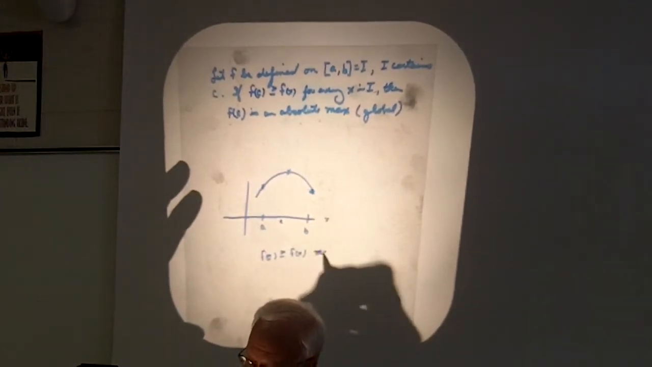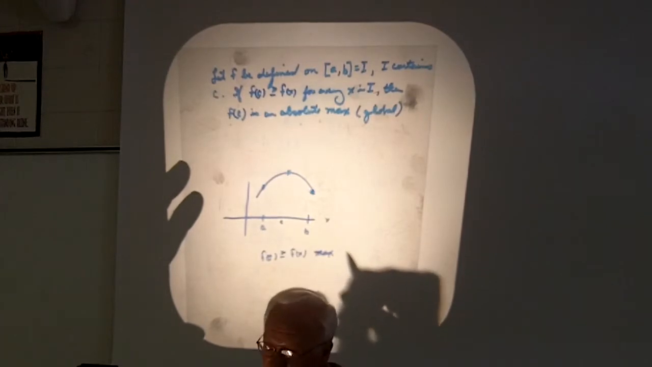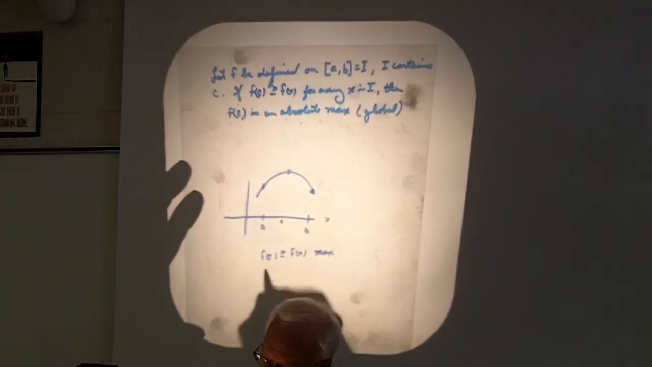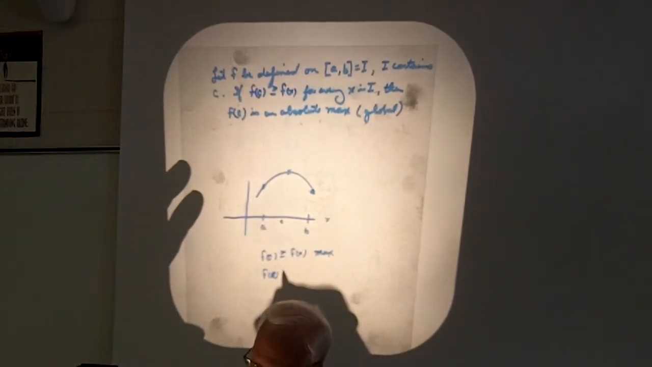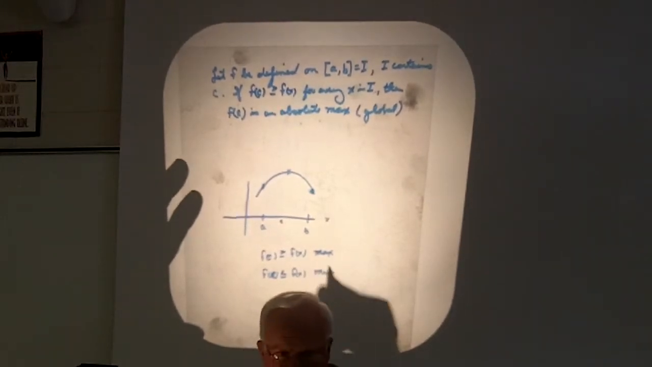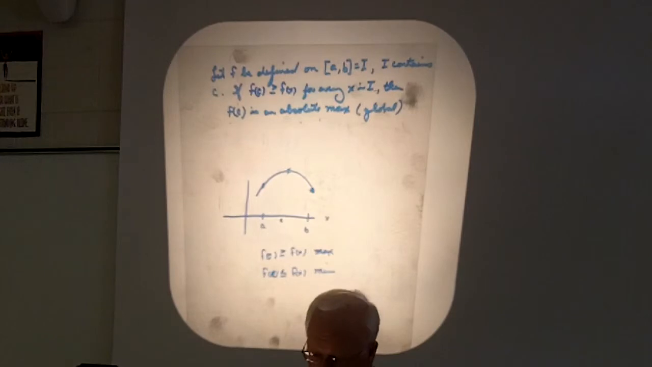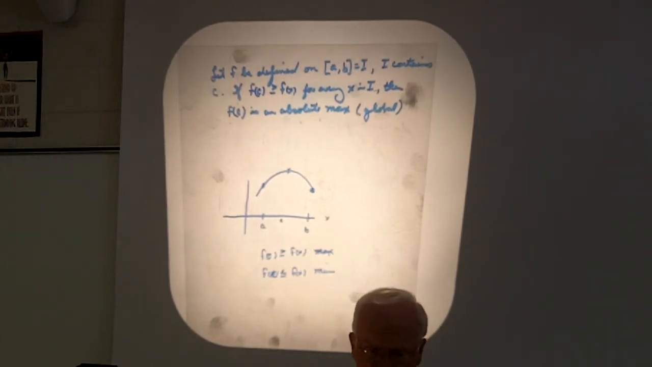This is a maximum, and it's a global or absolute. And if f of c is less than or equal to f of x, then it's a minimum, an absolute minimum. Okay? Not terribly tough stuff.